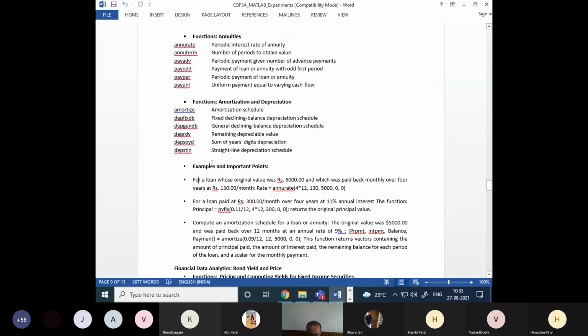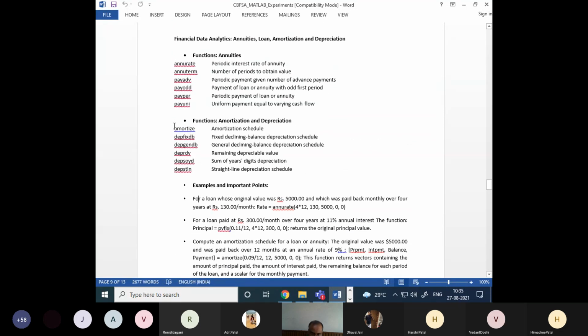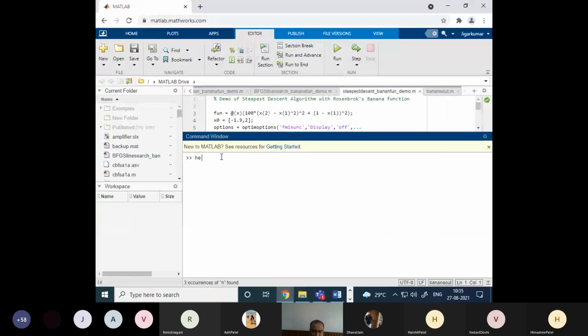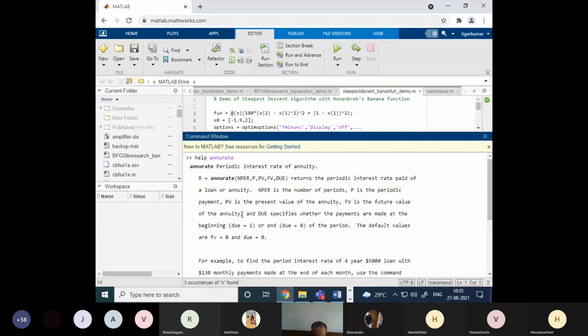Now let me go through this function today in MATLAB. So let me first introduce this function, annu rate. What is that? Periodic interest rate of annuity. Let me open this and type help annu rate. And you can see this function will calculate the interest rate for an annuity.